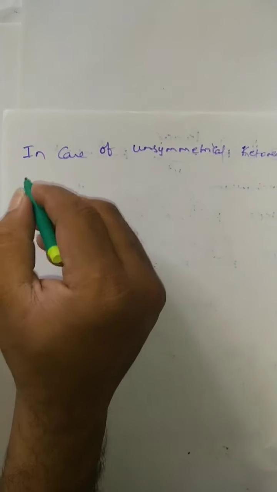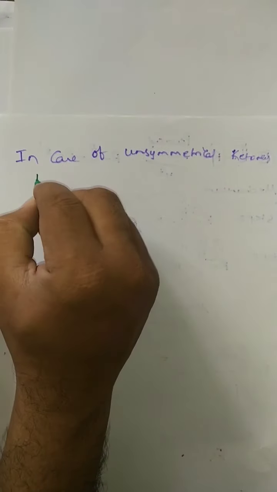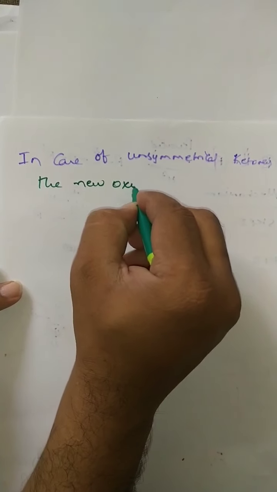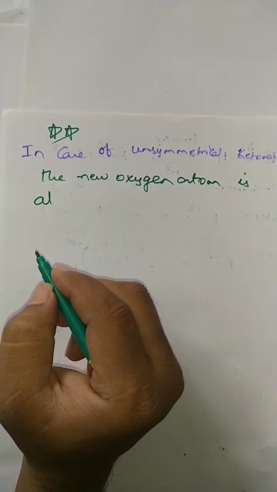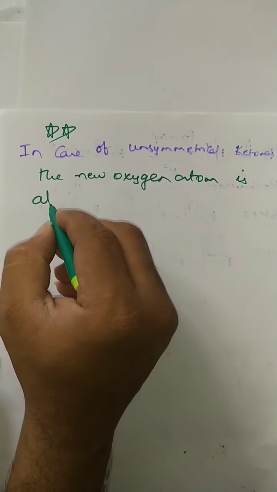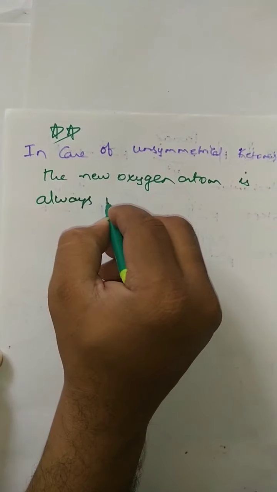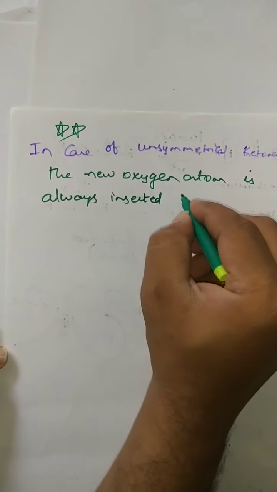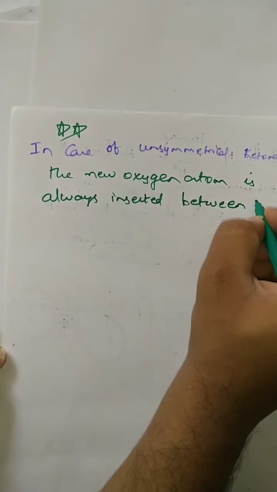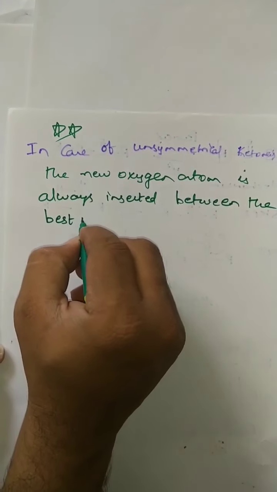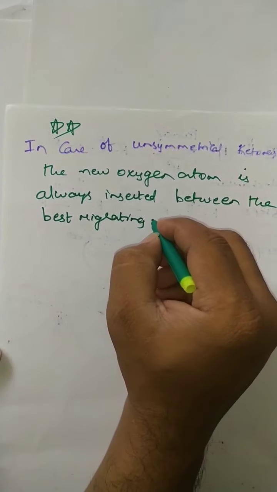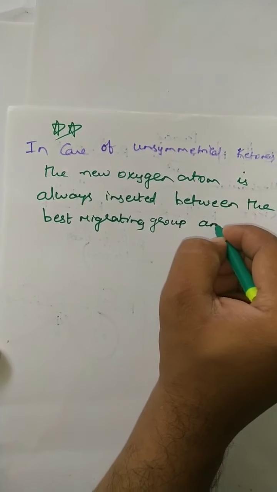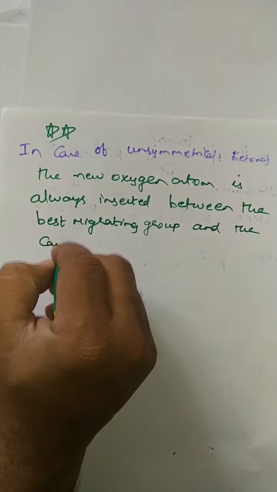in case of unsymmetrical ketones, the new oxygen atom is a very important point for objective, students. No need to remember the mechanism also. In case of unsymmetrical ketones, the new oxygen atom is always inserted between the best migrating group and the carbonyl carbon. See, already group migration you observed in the mechanism. This point is important for objective.